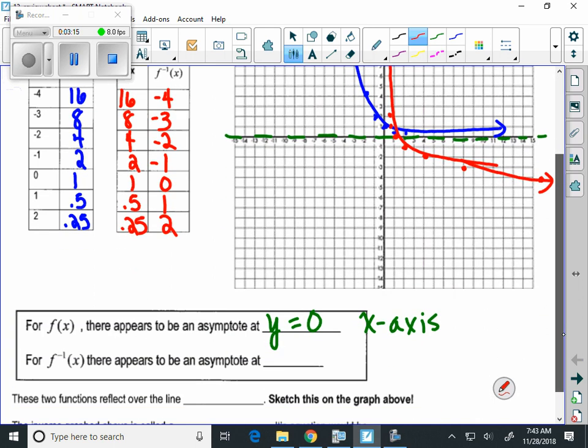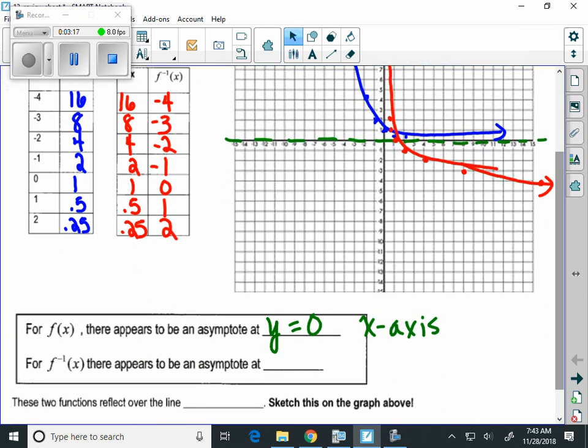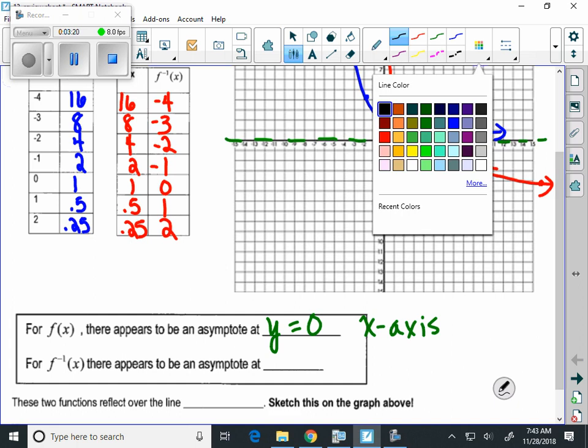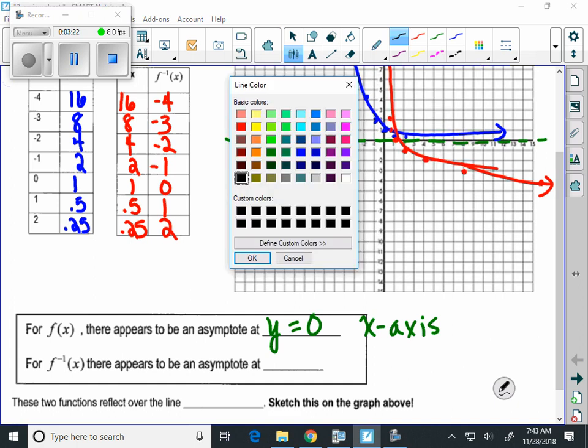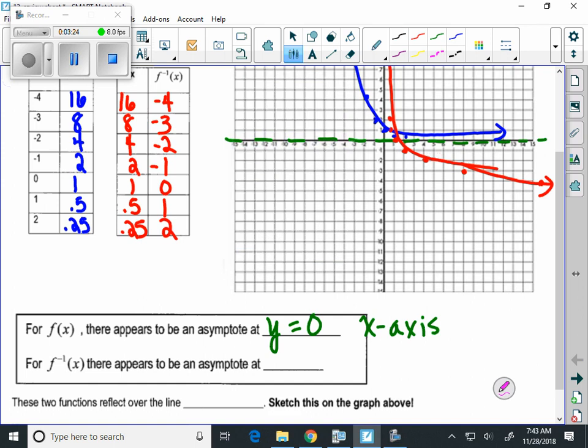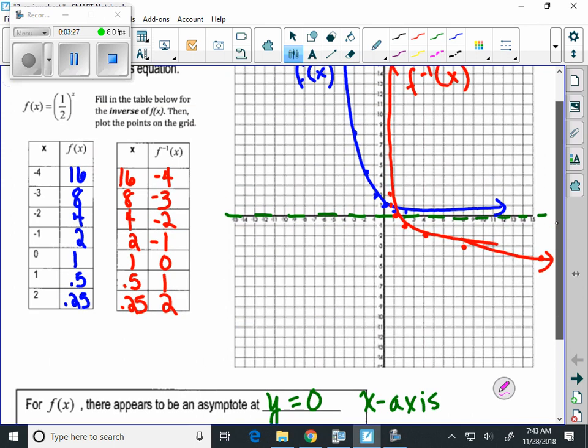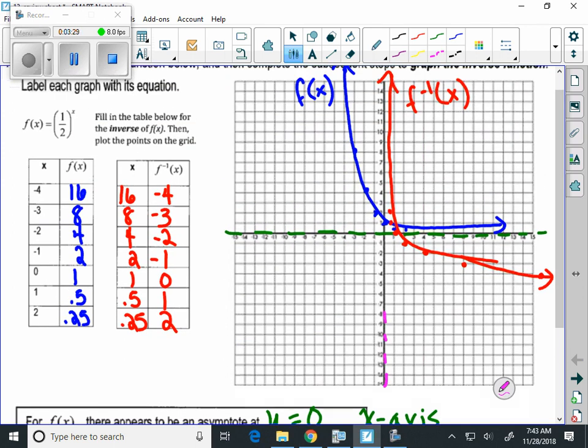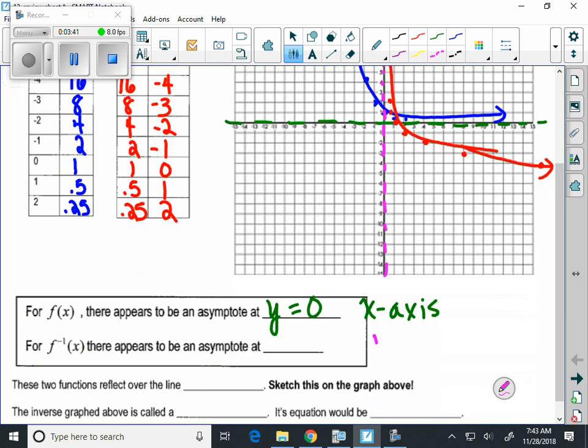also has an asymptote. And the asymptote is going to be the y-axis here, in pinkish purple. Remember what the definition of an asymptote is. It's a line that the graph approaches but never quite touches. And the equation for the y-axis is x equals 0.